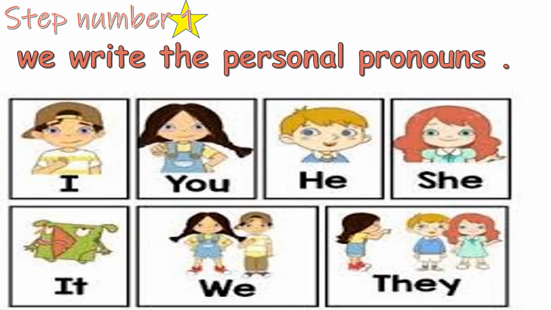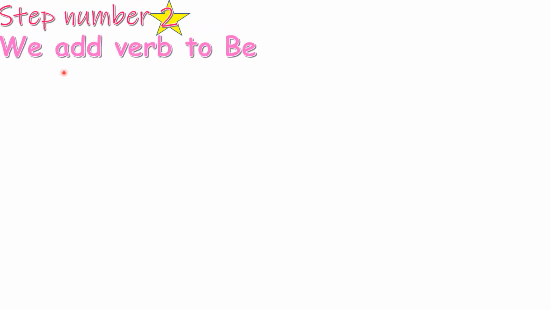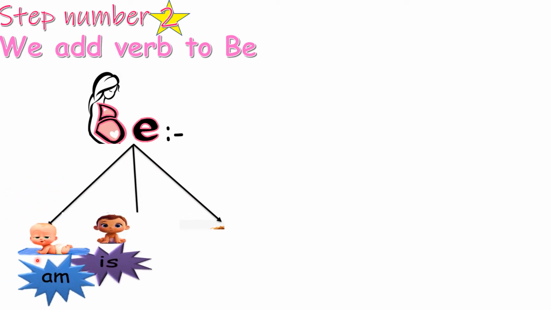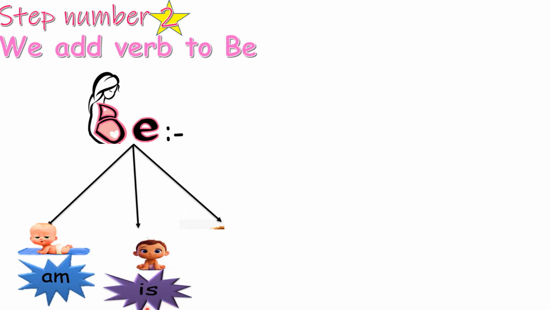Let's see step number two. Step number two, we add verb to be. So, after the personal pronouns, I add verb to be. To make it easy, I made this as a story. The story of Mrs. B. Mrs. B, she's a woman and she's pregnant. She has 3 babies. Let's see who they are. The first baby is baby M. The second baby is baby Is. The third baby, baby R. So, Mrs. B, she has 3 babies, baby M, baby Is, baby R.